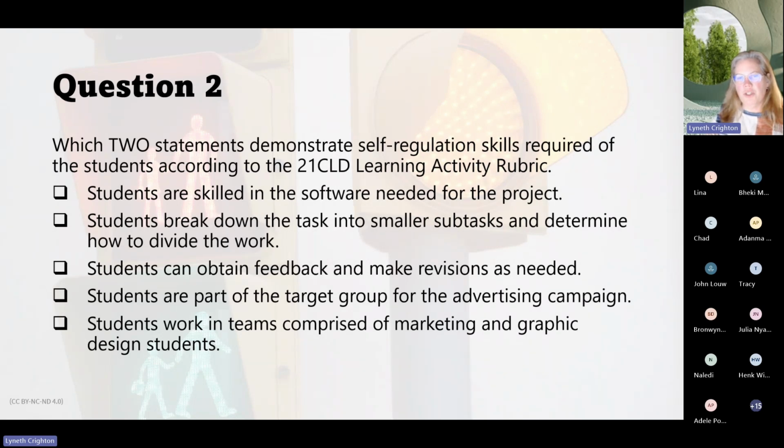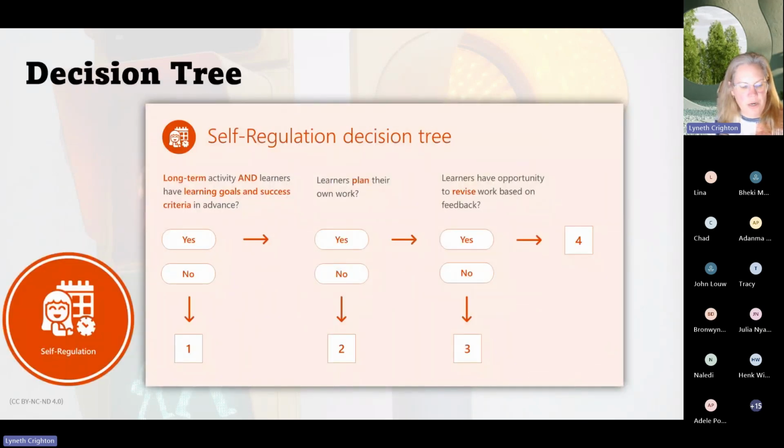Then students are part of the target group for an advertising campaign. Is that part of self-regulation? Nope, it's not. And then students work in teams comprised of marketing and graphic design students. So if I was doing the test online, I would have stopped reading as soon as I found the second one, which was statement 3. You didn't need to read the rest because we already had the answer. It just saves time in reading. So that's what the decision tree looks like.